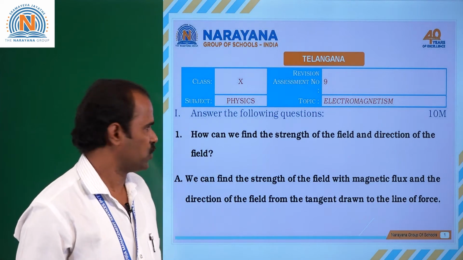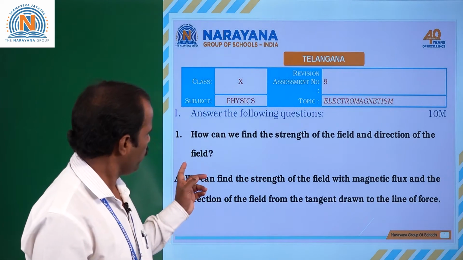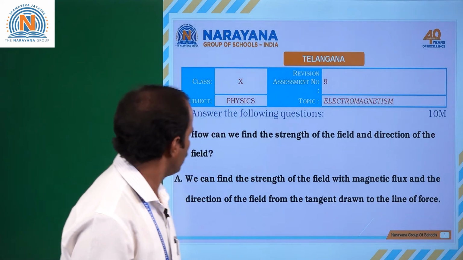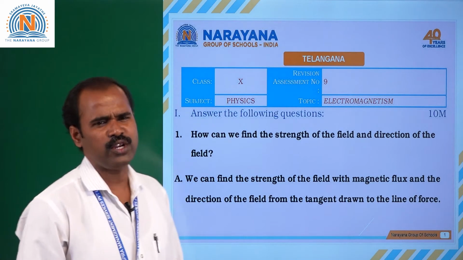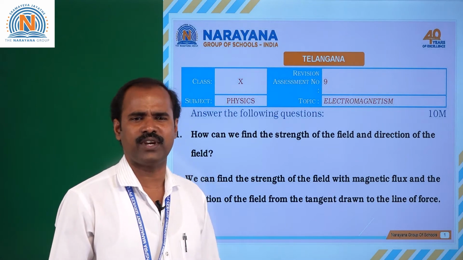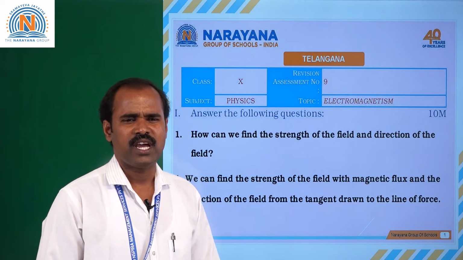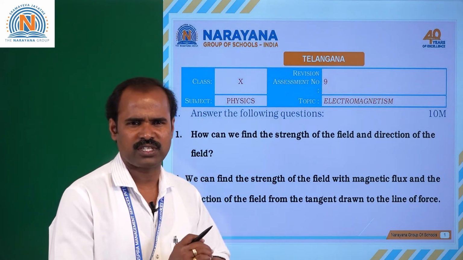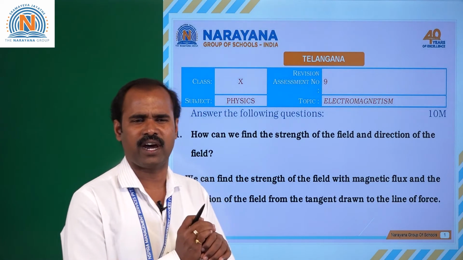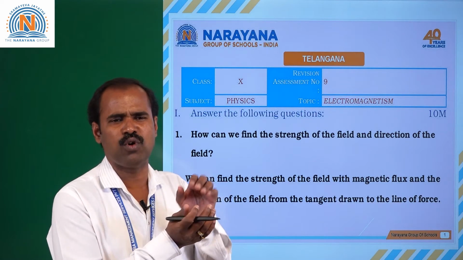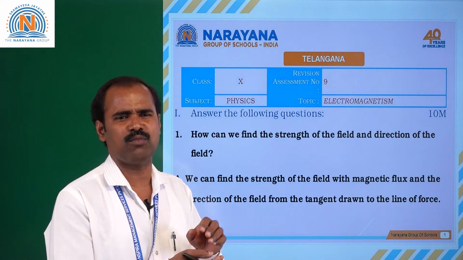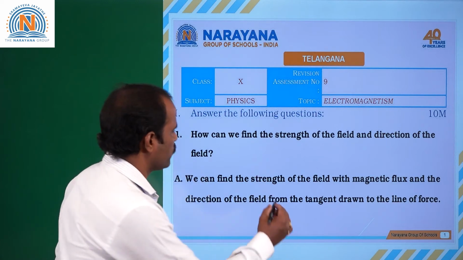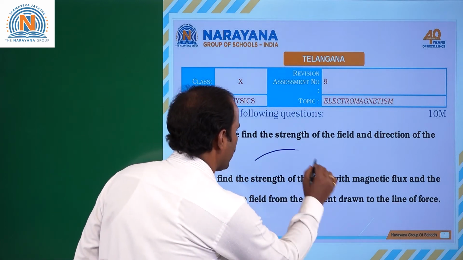In the first question, how can you find the strength of the magnetic field and the direction of the field? Strength means the number of field lines passing through any assumed cross-sectional area. If the number of field lines is more, then the field strength is more. Suppose these are the magnetic field lines.